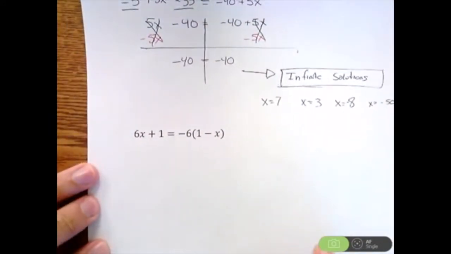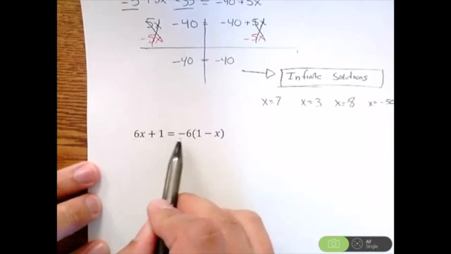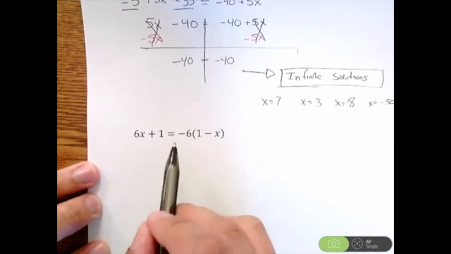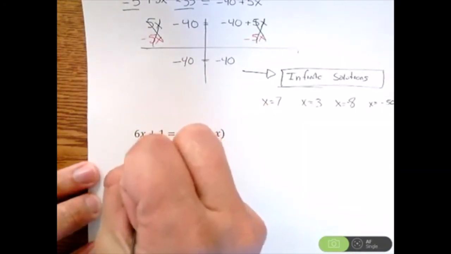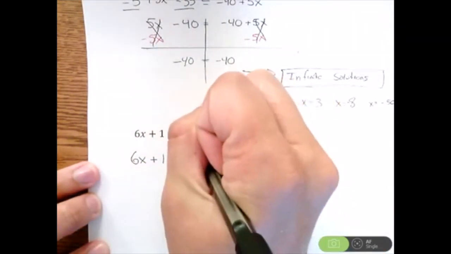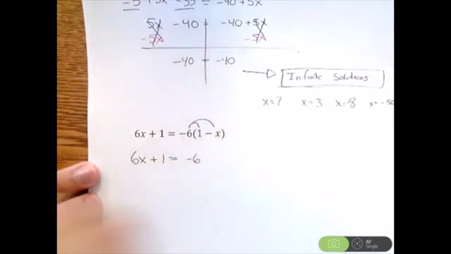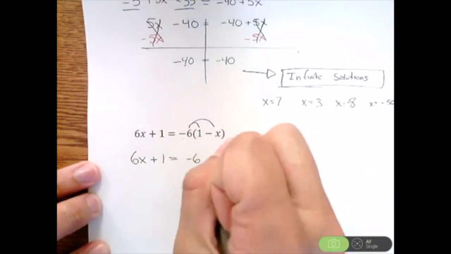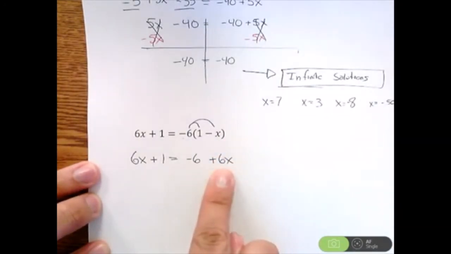Let me show you one more. Our second problem: 6x plus 1 equals -6 times the quantity 1 minus x. As always, I like to distribute and combine like terms on the left and right. On the left side, 6x plus 1, the 6x and the 1 are not like terms, so leave them alone. On the right side, we can distribute the -6. -6 times 1 is -6, and -6 times -x, a negative times a negative, is a positive 6x. Nothing to combine there, so we leave that alone.